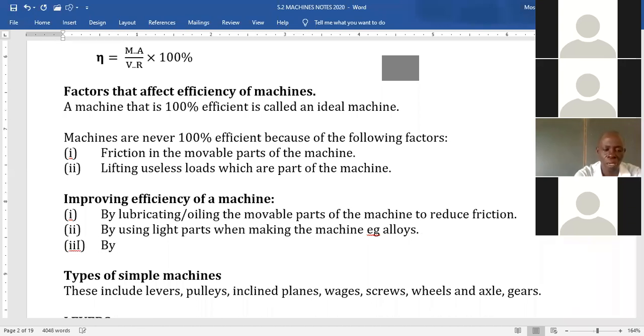By increasing the load or mechanical advantage to optimum.